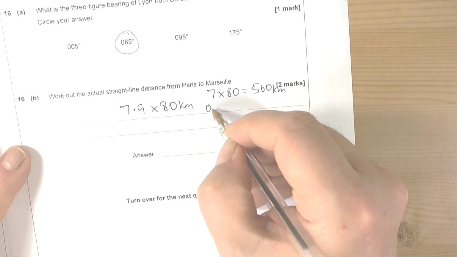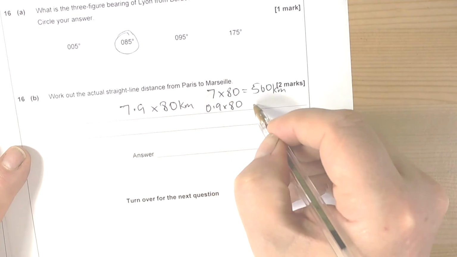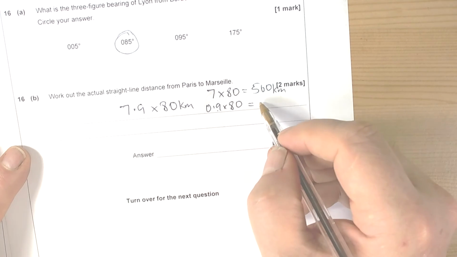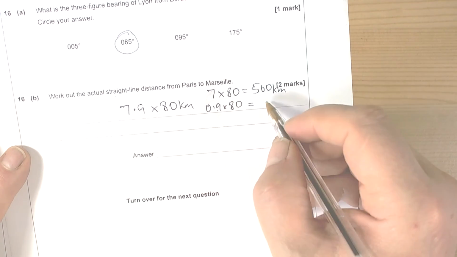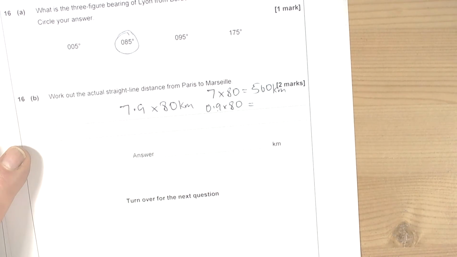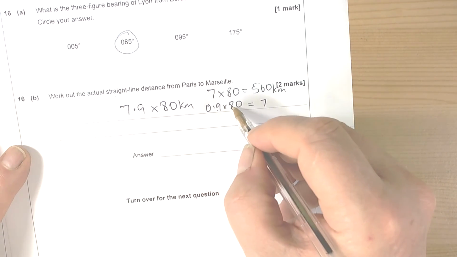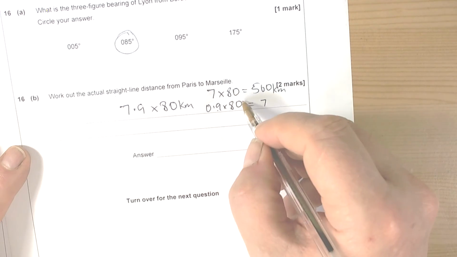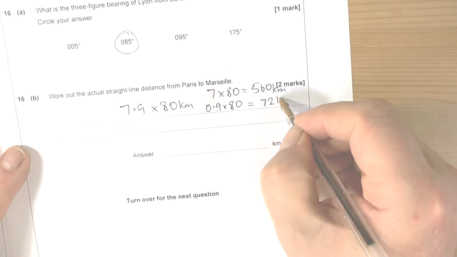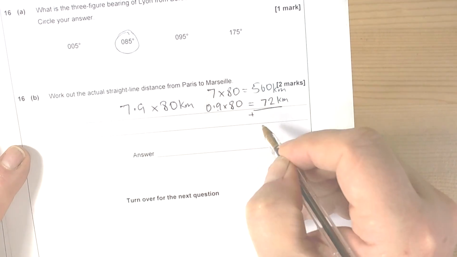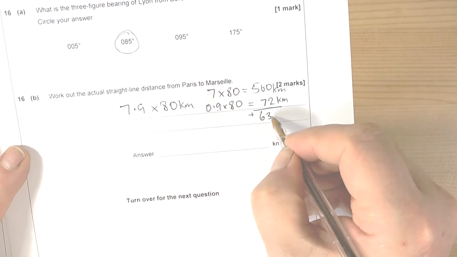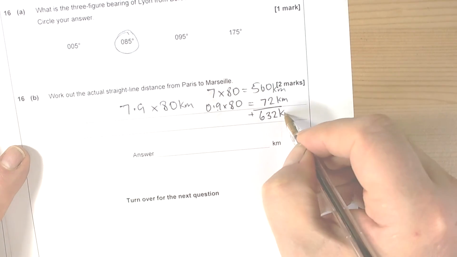And then we're doing 0.9 times 80. Well, 9 8s are 72, and then we're moving it one place because of the 10. So it's going to be 72 altogether, because 0.9 times 8 would be 7.2. Times by the 10 gets 72 kilometres. And then when we add those together, we get 632 kilometres.